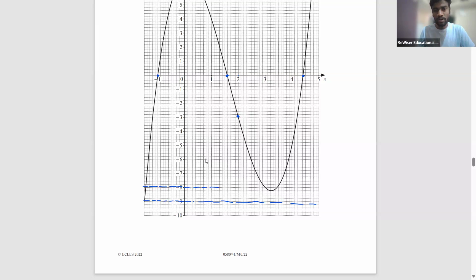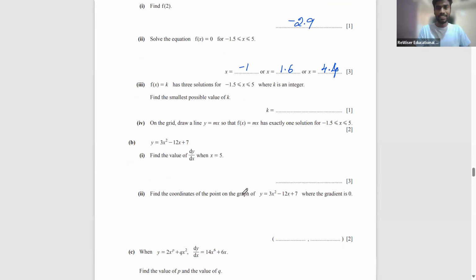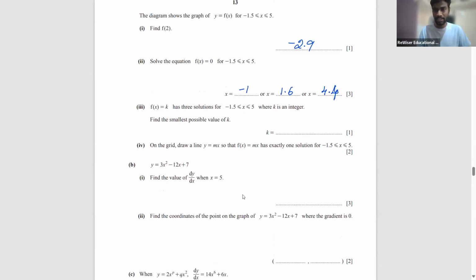When I draw a horizontal line at negative 8, so when I say f of x equals negative 8, this is going to be a horizontal line passing through negative 8. And this line would intersect the graph at 3 different points. So that's the reason. So I can say k is going to be negative 8.